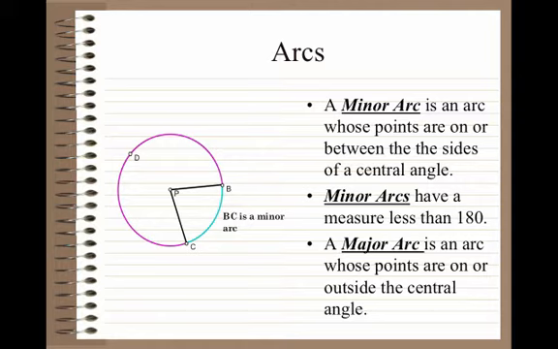Okay, there's two kinds of arcs that we'll be dealing with. The first is a minor arc. A minor arc is one that has its points between the sides of a central angle. So in other words, all the points of arc BC are in the interior of the central angle P. Their measure is always less than 180. Major arcs are in the exterior of angle P, and we sometimes call them with 3 letters. So this might be named arc BDC, whereas the minor arc would just be arc BC.